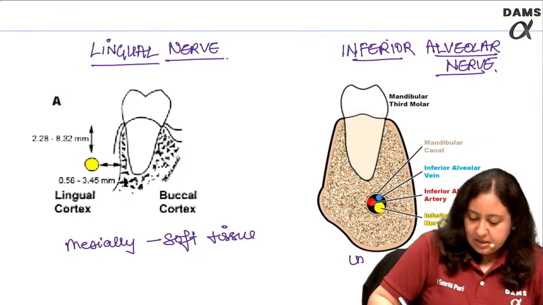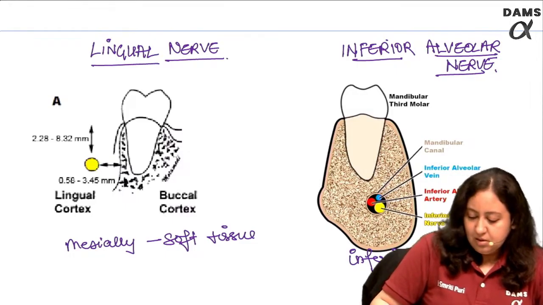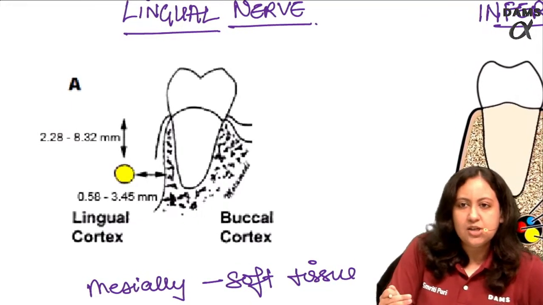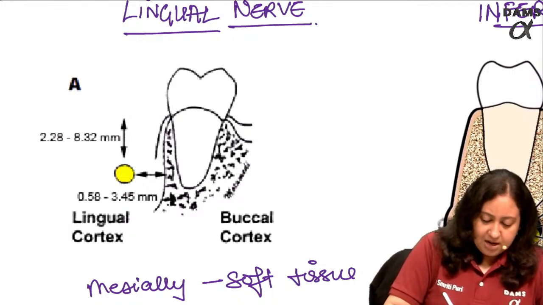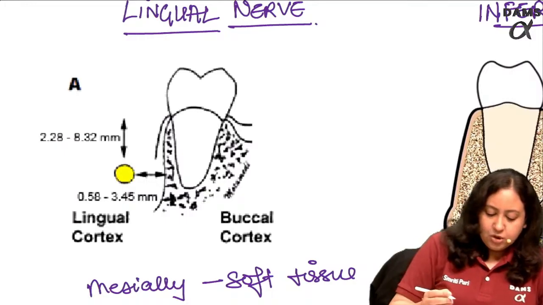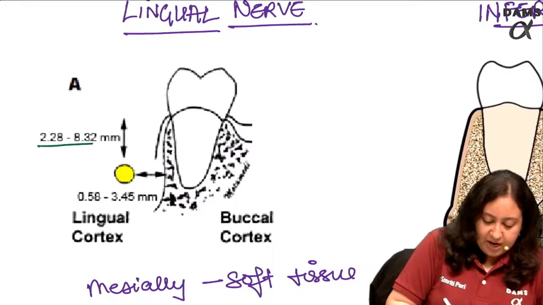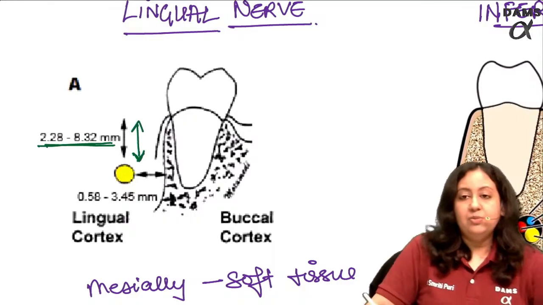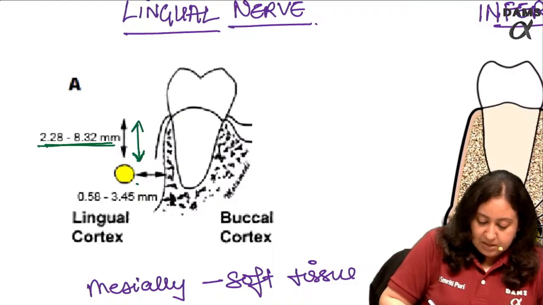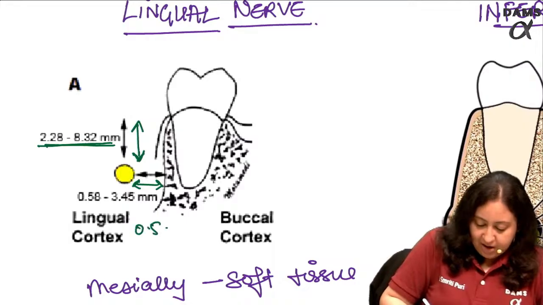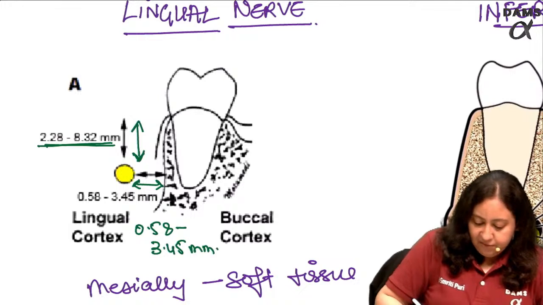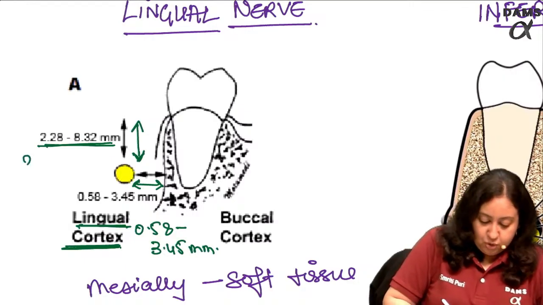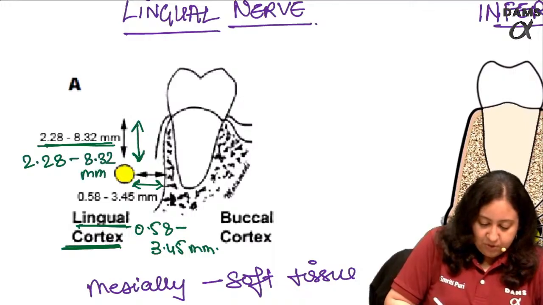This is present inferiorly and this is present in the bone. Now one very small point, which is usually not asked at your level. This is a postgraduate thing, but just in case it's asked in the exam: the lingual nerve is 2.8 to 8.3 mm below the alveolar crest. This is the distance from the alveolar crest, and from the bony margin it is at a distance of 0.58 to 3.45 mm from the lingual cortex, or the bony edge.